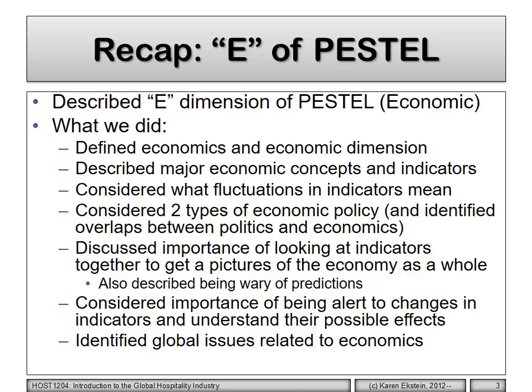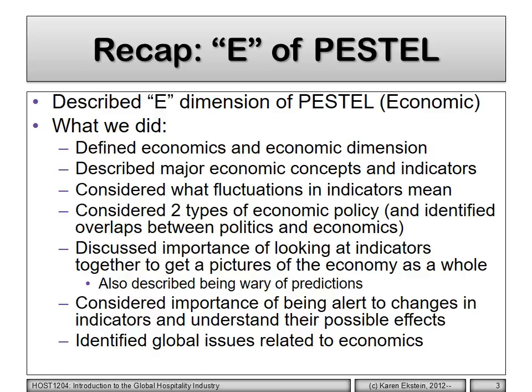We described the E dimension of Pestle, which was economic. We defined economics and the economic dimension. We described major economic concepts and indicators, and we considered what fluctuations in those indicators mean. In other words, if there are changes in those indicators, what would it mean for business? What would it specifically mean for the hospitality business? We considered 2 different types of economic policies, specifically fiscal and monetary policy. We identified the overlap that exists between politics and economics, and we discussed the differences between those 2 economic policies and who has control over them.